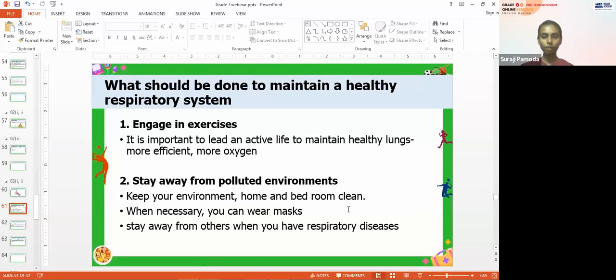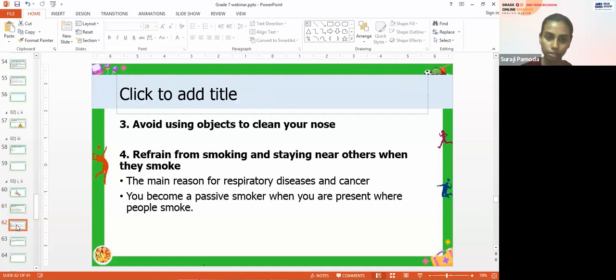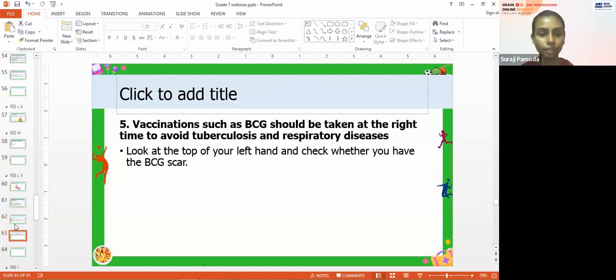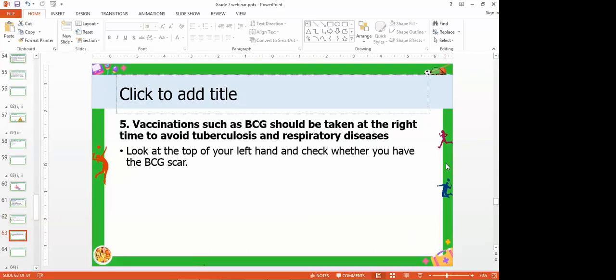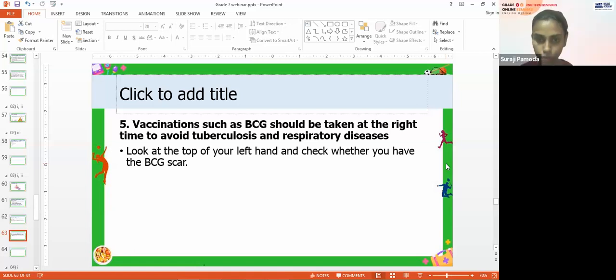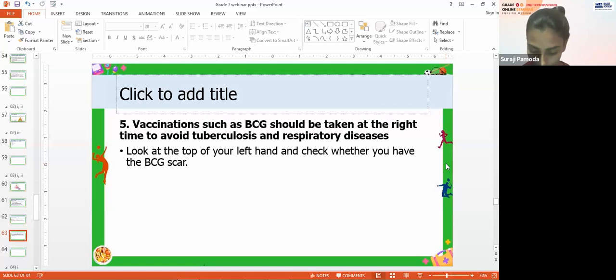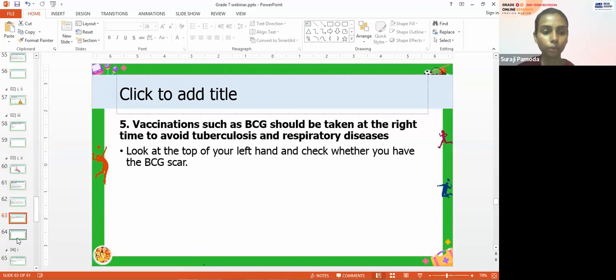So to stay away from polluted environment, what you can do is you can wear masks when necessary, and also keep your home and bedroom clean, right? To get free of dust. Okay, and then you said engaging in exercises, avoiding smoking, right? Avoid smoking, and also you should stay away from the people who smoke, right? Okay. Then vaccinations, right? Have you heard about the BCG vaccination? No, miss. BCG, so you have a scar on the top of your left hand, right? Am I correct? Yes, miss. That is from the BCG vaccination. To get rid of tuberculosis, you will get BCG when you are little, right? Okay, that is about respiratory.